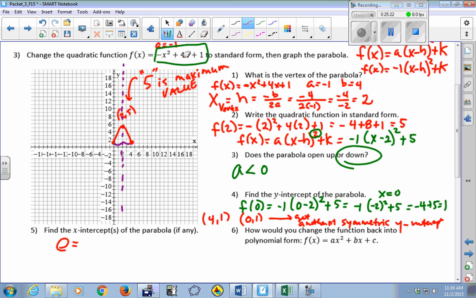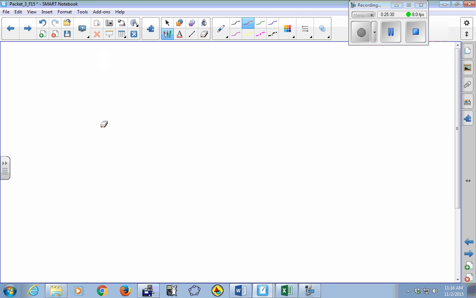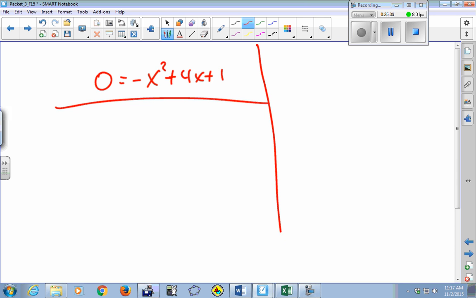I'm going to use this form up here. It doesn't matter. Maybe I should use this one for you, but I'm going to go on the next page because I need a little space. 0 equals minus x squared plus 4x plus 1. So in polynomial form, it's already set up for you. Okay, if you had this form, you would automatically use your quadratic formula.